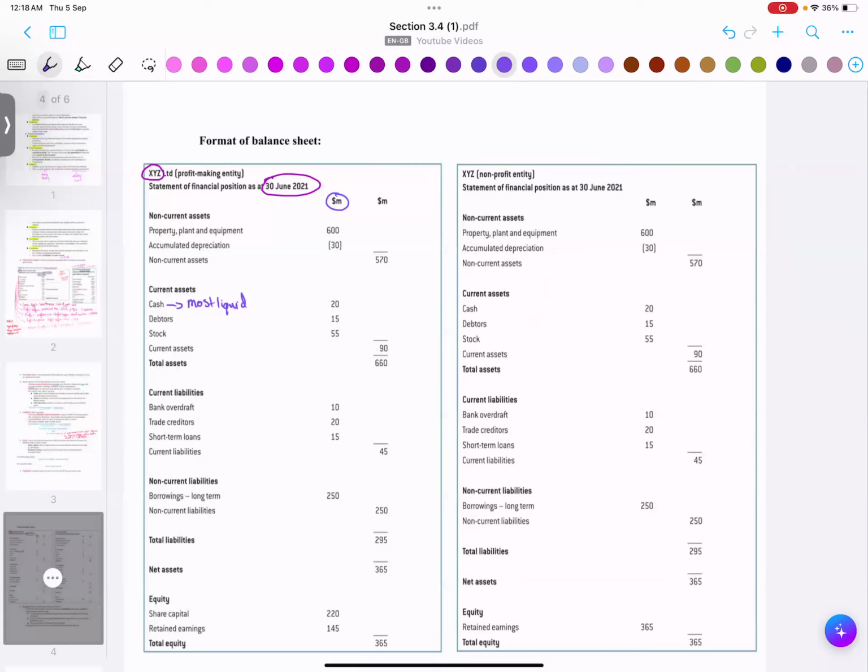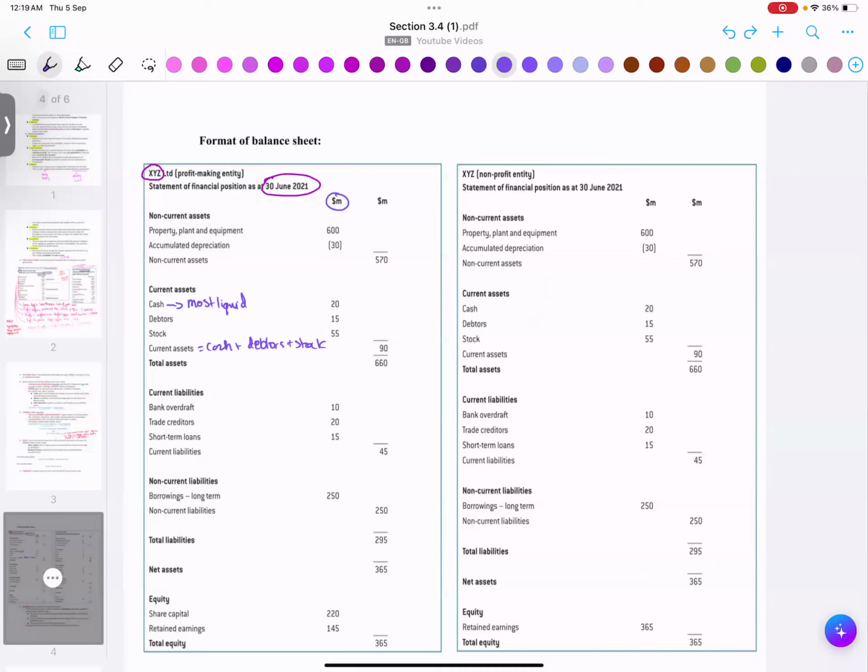So current assets is cash plus debtors plus stock. In this case it's 20 plus 15 plus 55, and you put a line showing that you're adding them, and then you get the total. I have to explain one more thing: sometimes they might give you cash and stock but not debtors. This means there are no debtors, so you can either write debtors and put 0, or you can just not write it.